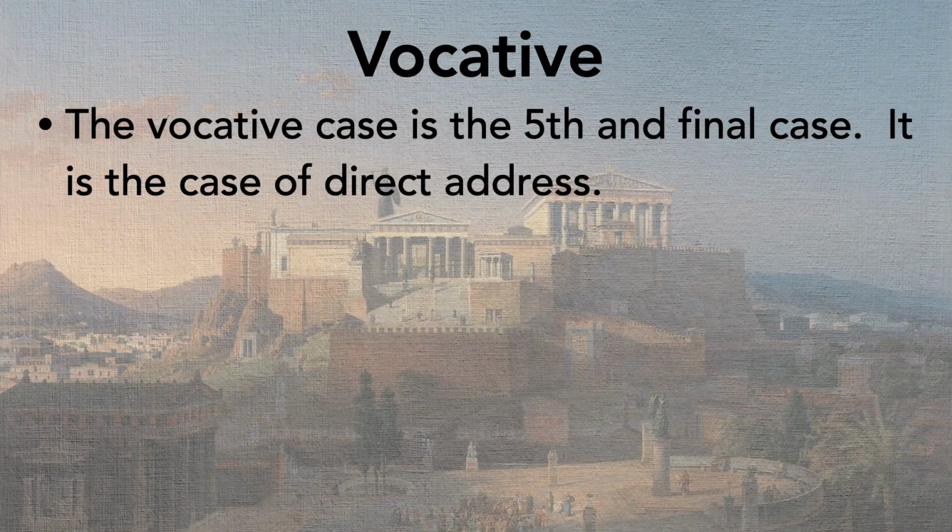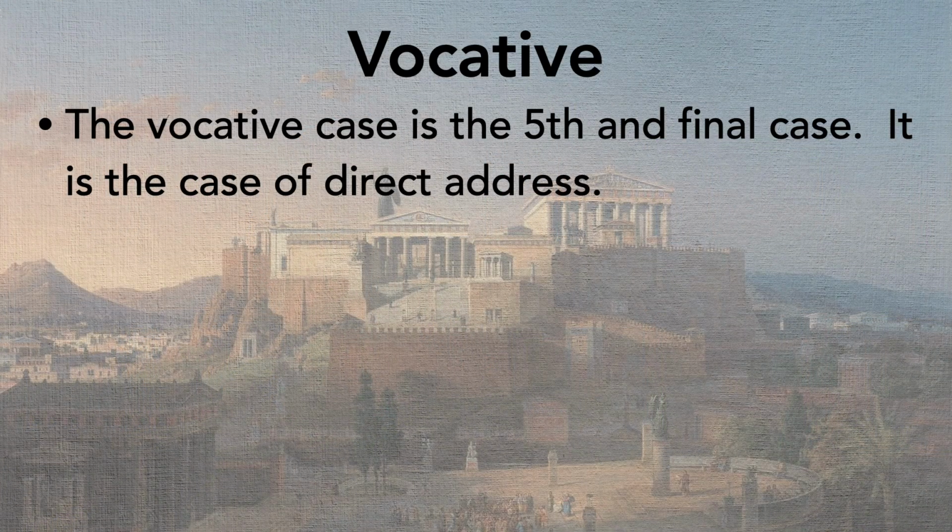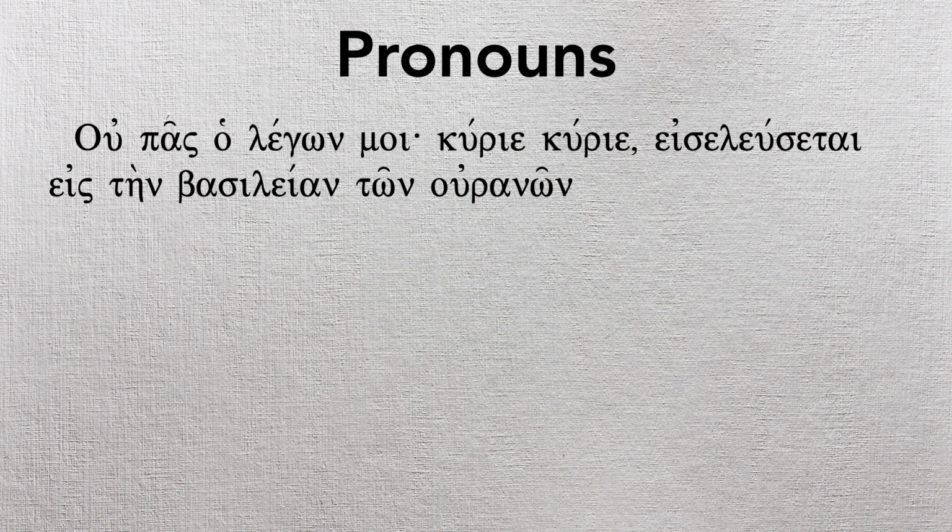Okay, the vocative is the fifth and final case that we'll learn. There's not a secret sixth and seventh case out there, okay? It's the fifth and final case. It's by far the least common in the New Testament. All the other ones show up a ton. Vocative is much, much less, okay? It's a really specific usage, and it's really the case of direct address. The case of direct address. Now, what do we mean by that? Let's look at an example, okay?